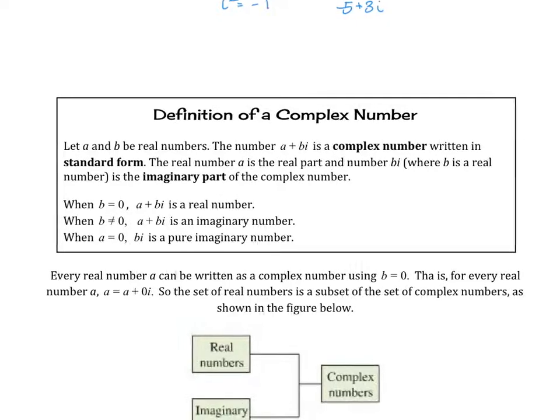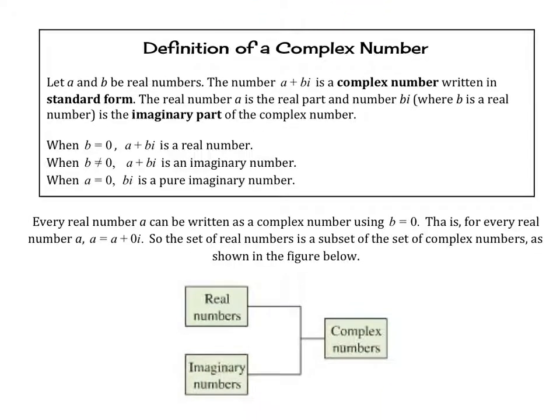Definition of a complex number: let a and b be real numbers. The number a plus bi is a complex number written in standard form. The number a is the real part, and the number bi, where b is a real number, is the imaginary part of the complex number. So a plus bi is a real number when b is 0, it's just a. A plus bi, when b is not 0, is an imaginary number. And when a is 0, it's a pure imaginary number.